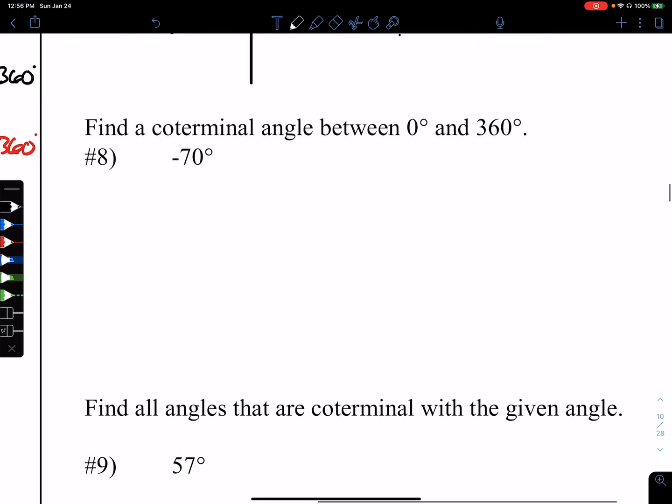Number 8, let me change this problem a little bit, make it something better. Let's say that it was negative 721 degrees. Find a coterminal angle between 0 and 360 degrees.